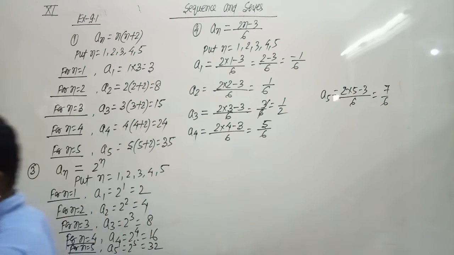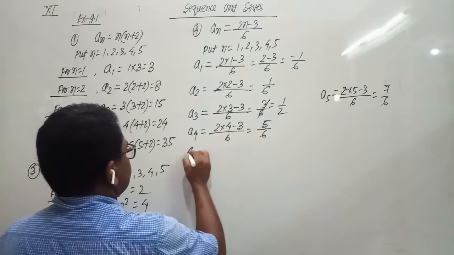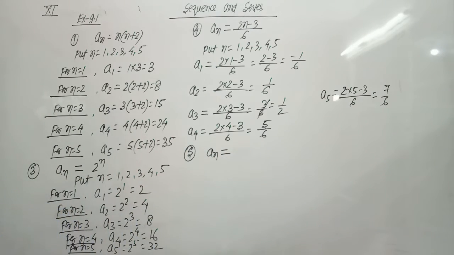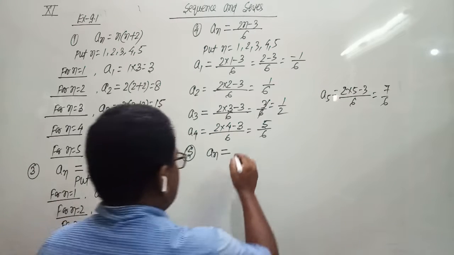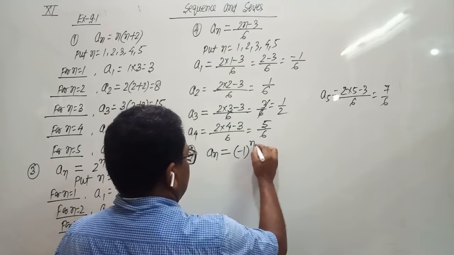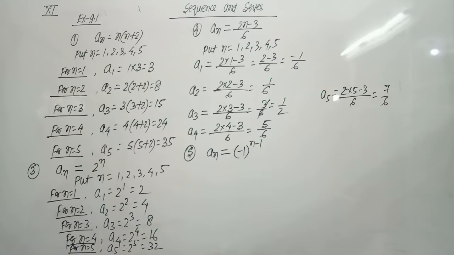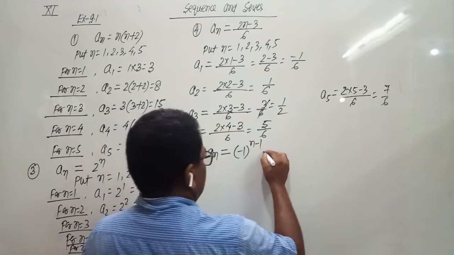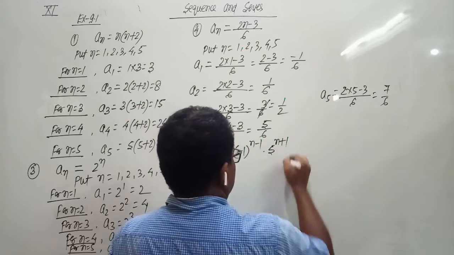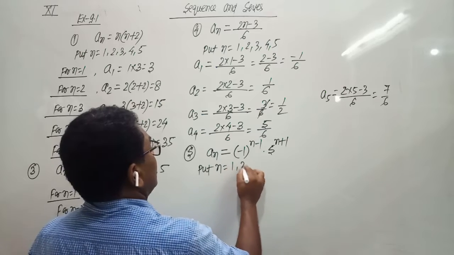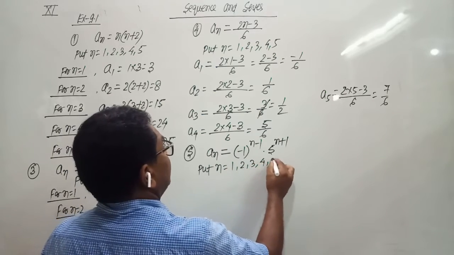One more question of this part, question number 5. The nth term of the sequence is given: an equals minus 1 raised to the power n minus 1 into 5 raised to the power n plus 1. So we put the value of n equals 1, 2, 3, 4 and 5.